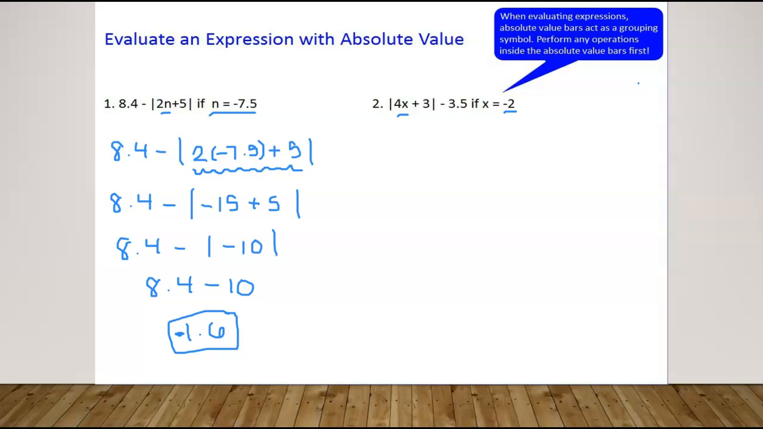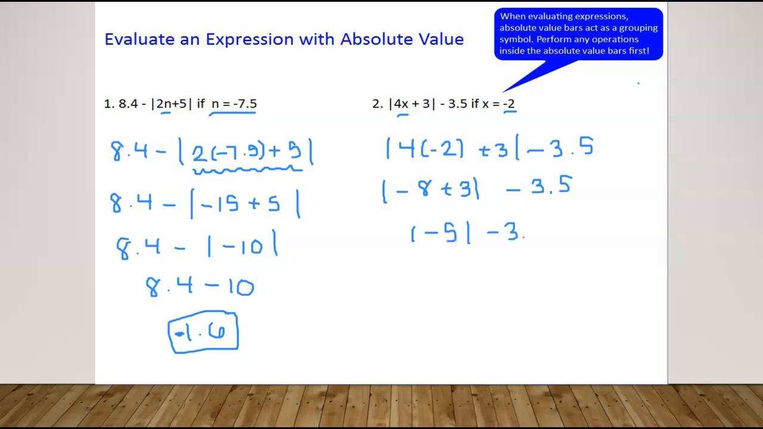Here we have absolute value 4 times negative 2 plus 3 minus 3.5. Absolute value of negative 8 plus 3 becomes absolute value of negative 5. So you get 5 minus 3.5, which is 1.5.